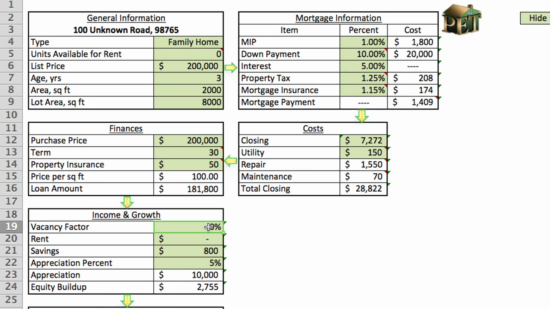Now, the income and the growth. Right here for the vacancy factor, of course, we have 0. That's really a non-applicable item since it's not tenant occupied. And then the rent, which is, of course, 0. No rent coming in. But here we have a savings of $800.